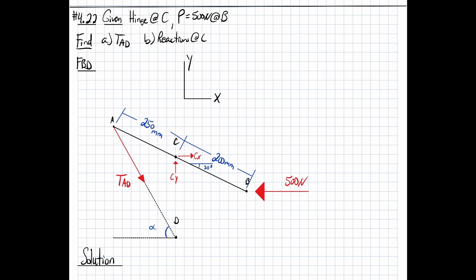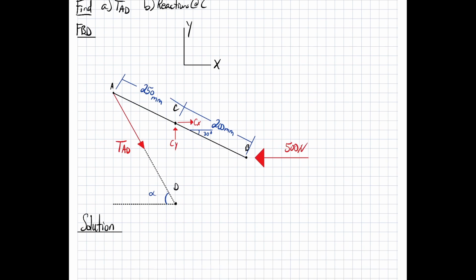So we make the free body diagram. If you need to know what the actual diagram looks like, just go to your book and find the problem number. I went ahead and just did the free body diagram to get us started. So we have our beam. We have our given dimensions. We need to find tension AD and reactions.